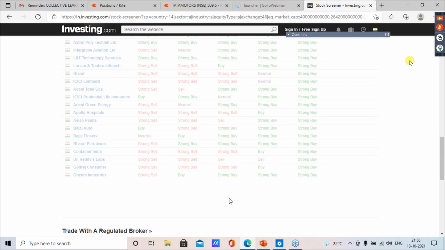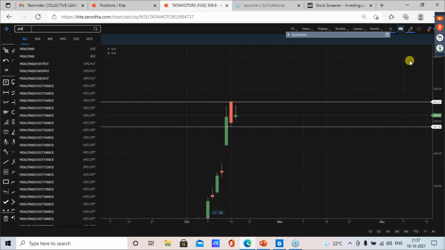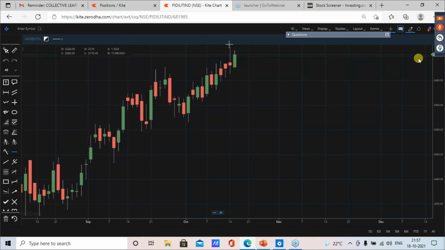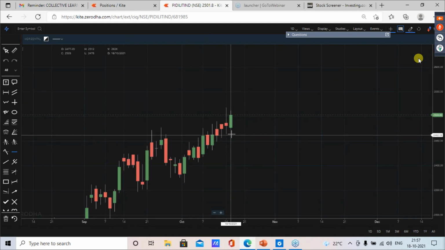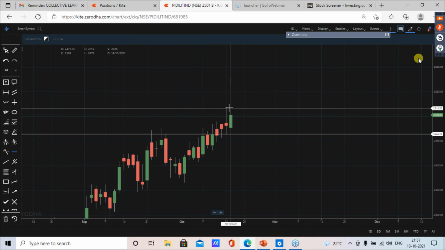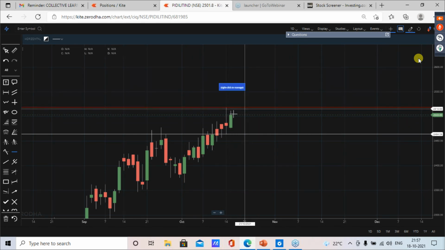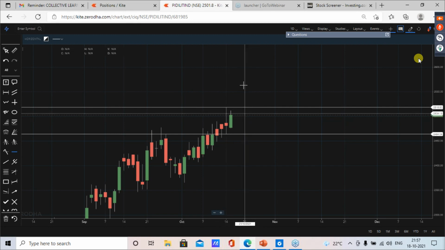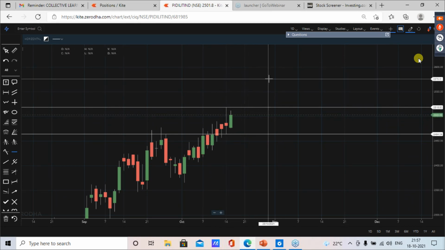After your dinner, Pidilite is forming an inside bar. Brilliant. We have an inside bar also. Based on the technical screener, there is a high probability that the high of this mother candle will be broken. Based on that, we can take a buy trade.